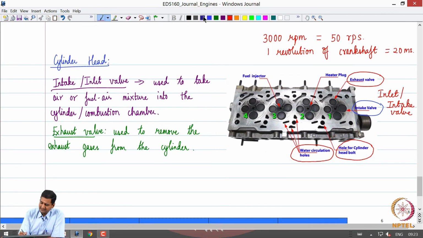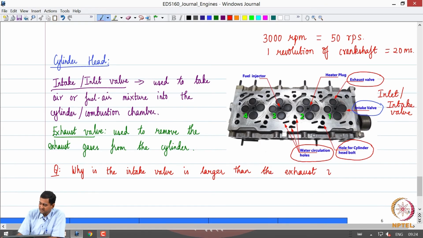you can notice that many times the intake valve is larger in size than the exhaust valve. Why do you think that is the case?